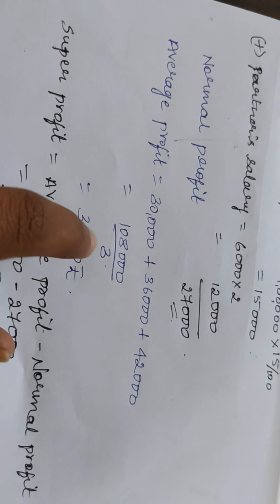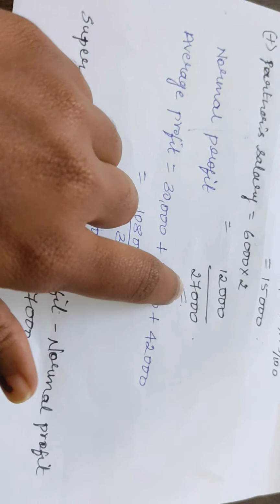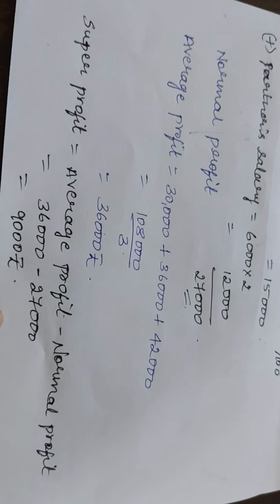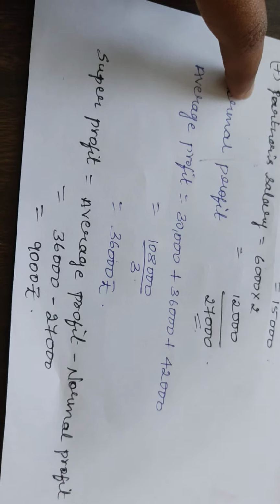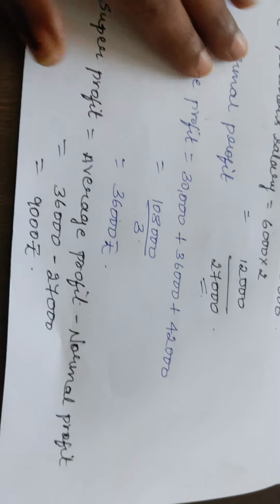Our average profit is 36,000. Our normal profit is 27,000. So 36,000 minus 27,000 is equal to 9,000. So we have calculated normal profit, average profit and super profit. Now let us calculate the goodwill.